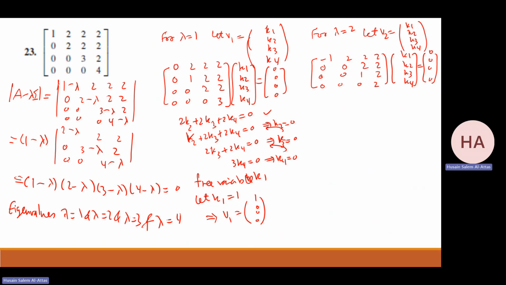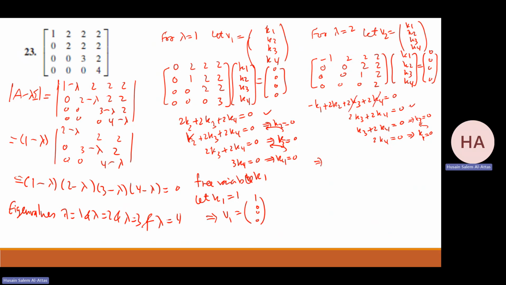I have what? Minus k1 plus 2k2 plus 2k3 plus 2k4 equals 0. Then I have 2k3 plus 2k4 equals 0. And I have k3 plus 2k4 equals 0. And I have 2k4 equals 0. So from here, I'm getting k4 equals 0. Plug it here. I'm getting k3 equals 0. And this is okay. So I have this is 0, this is 0.